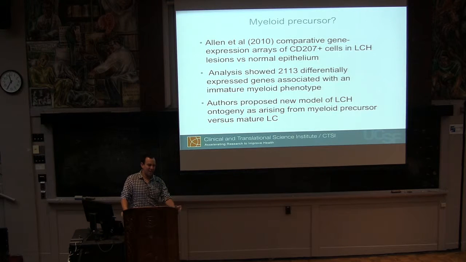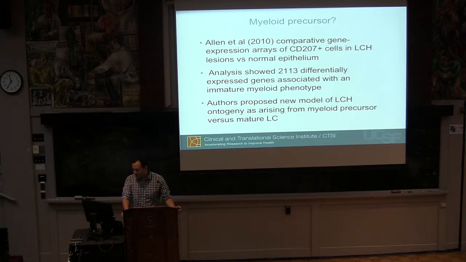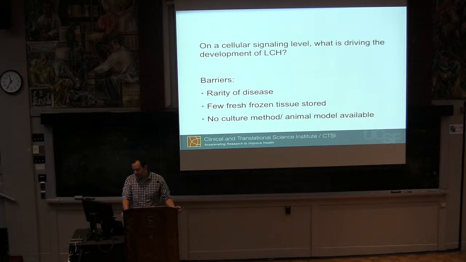So what they proposed is that this LCH, or this pathological cell that looks like a Langerhans cell, may not actually come from a Langerhans cell itself, but from higher up in that developmental tree. So instead of coming from here, maybe it's up here somewhere, where we don't really have a good sense of what exactly is going on. And so in terms of my project, now that we know that maybe this isn't from an LC cell, maybe it's from a myeloid precursor, what I'm really interested in is what is driving this development to this pathological state.